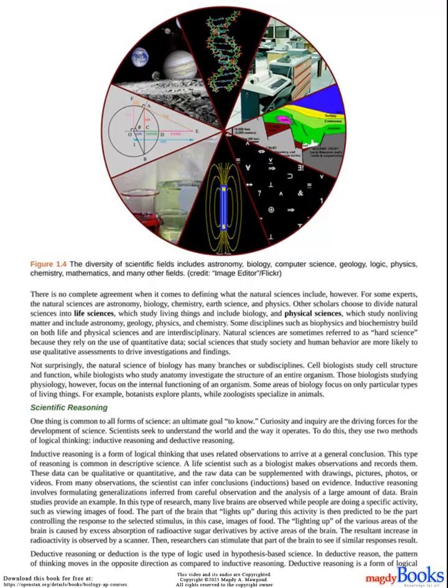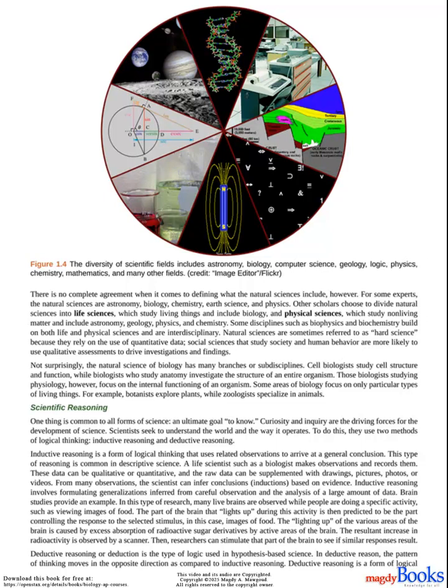Inductive reasoning involves formulating generalizations inferred from careful observation and the analysis of a large amount of data. Brain studies provide an example. In this type of research, many live brains are observed while people are doing a specific activity, such as viewing images of food. The part of the brain that lights up during this activity is then predicted to be the part controlling the response to the selected stimulus, in this case, images of food.